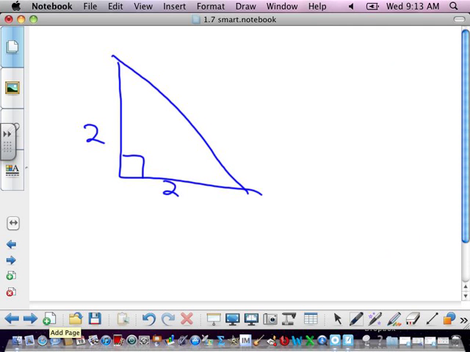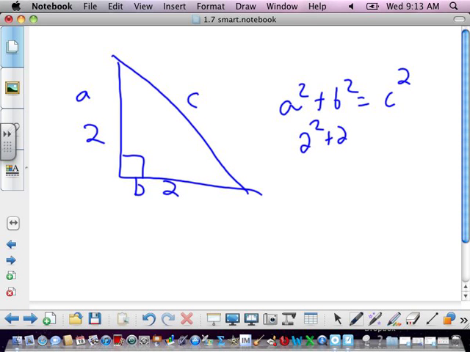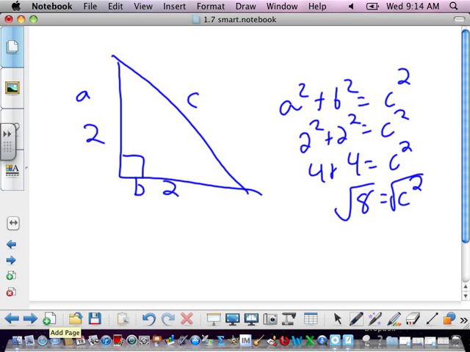If we have a right triangle, we know that if we label this A, B, and C, A squared plus B squared equals the hypotenuse squared. So I said 2 squared plus 2 squared equals C squared. 2 squared is 4. 2 squared is 4. What is 4 plus 4? 8 equals C squared. How do you get rid of something squared? You take the square root. So that's how I'm getting that C equals the square root of 8. We feel better?